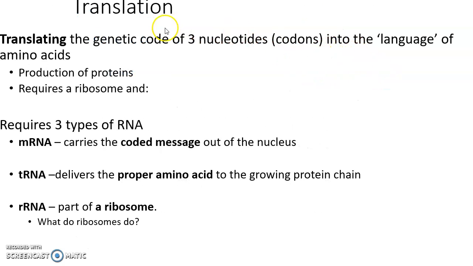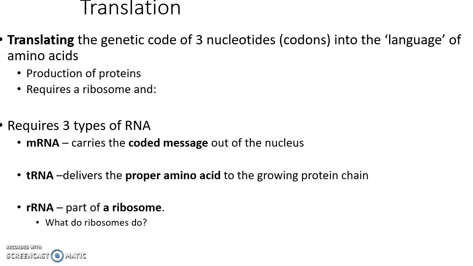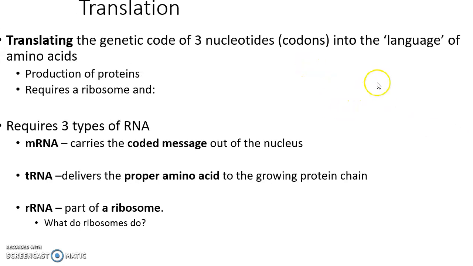So translation. Translation is turning the genetic code in 3-nucleotide chunks or codons into the language of amino acids, translating from nucleic acid to amino acid. This is used to make protein, and you need the ribosome. You also need the messenger RNA, because that has the coded message. You need tRNAs. tRNAs bring the appropriate amino acid to the ribosome for producing the growing protein chain. And you need the ribosomal RNA because it is part of the ribosome. Ribosomal RNA is a key part of the ribosome.